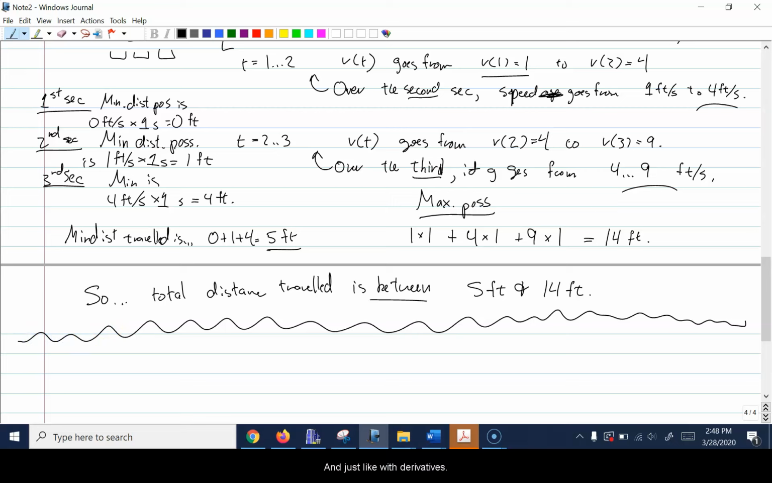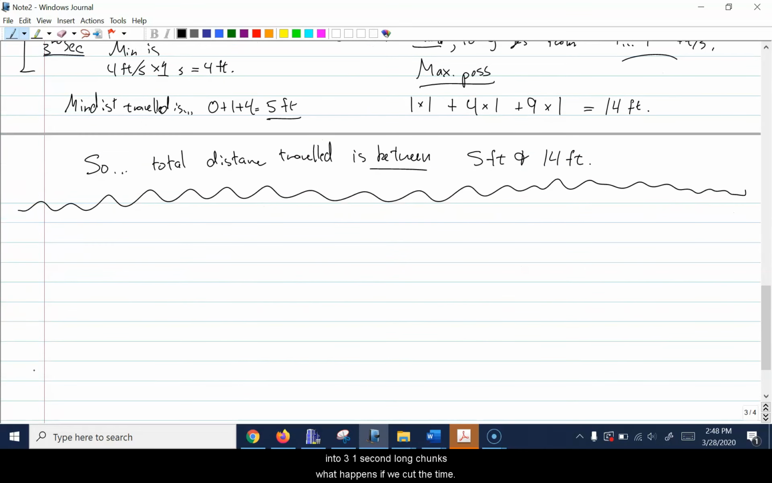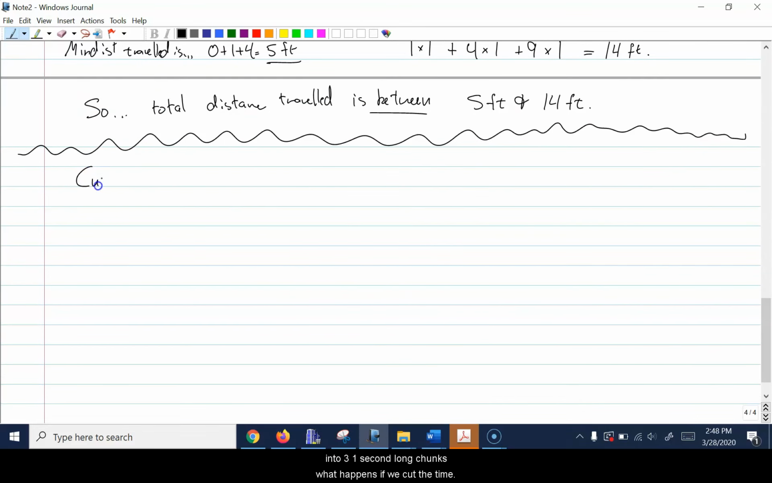And just like with derivatives, when we do the difference quotient, we never get the answer, but we can get closer and closer. We can take this idea and push it farther. This time we cut the time up into 3 1-second long chunks. What happens if we cut the time into, let's cut it 6 chunks of half a second each? What would that look like?